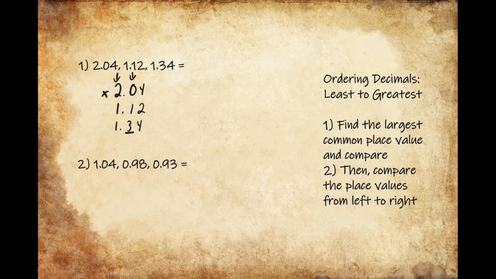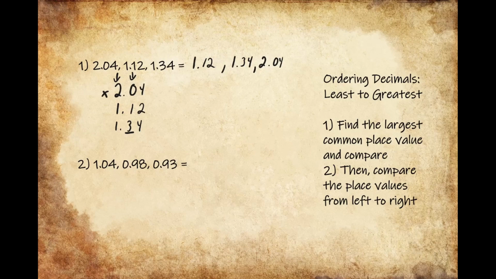So now that we figured this out, we can go ahead and order these decimals from least to greatest. And we know that our smallest decimal here is going to be 1 and 12 hundredths. Our next one is going to be 1 and 34 hundredths because the 3 has a greater value than 1 in the tenths place. And our greatest decimal here is 2 and 4 hundredths.